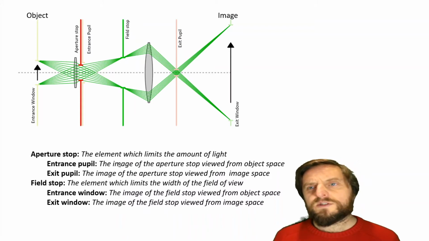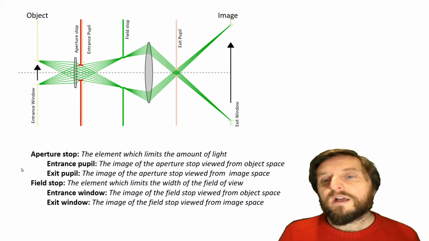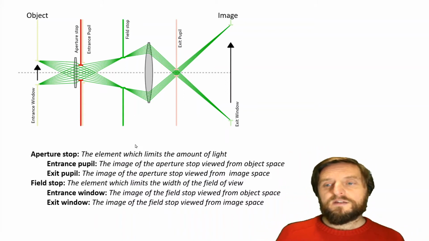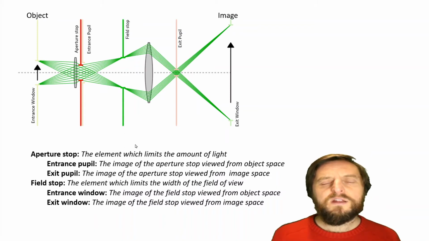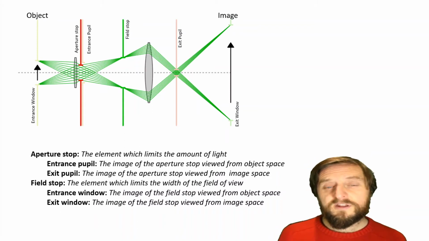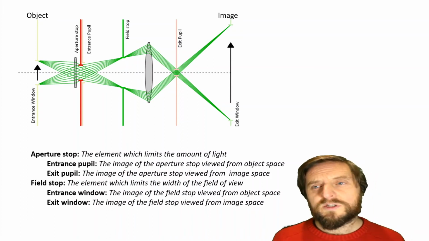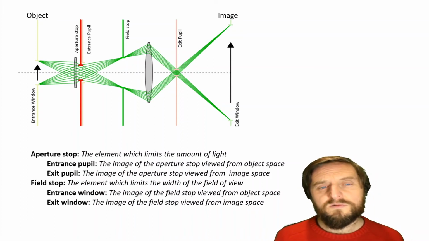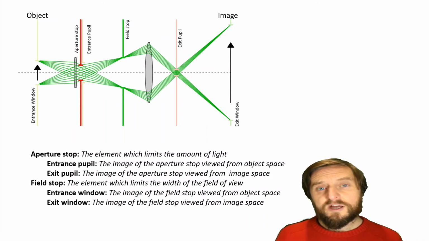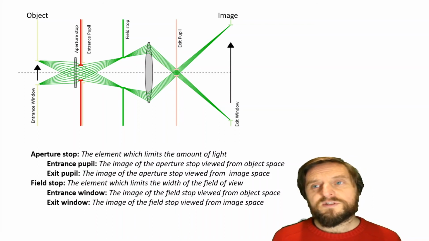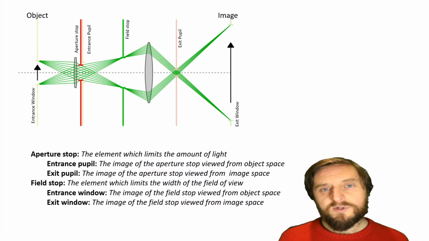If you want some more information, section 3.1 of the book goes into this in similar detail. They don't there talk about using the matrices to find them, but I think this approach works quite nicely, and in your assignment you will have to use that approach to try and find the entrance and exit pupils of a similar system to this.